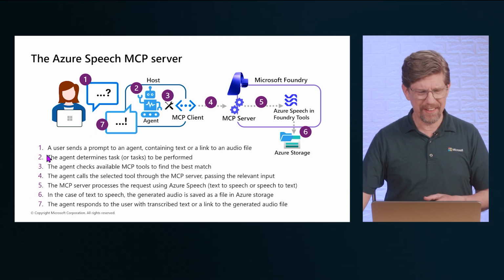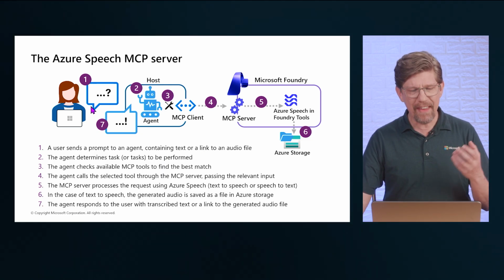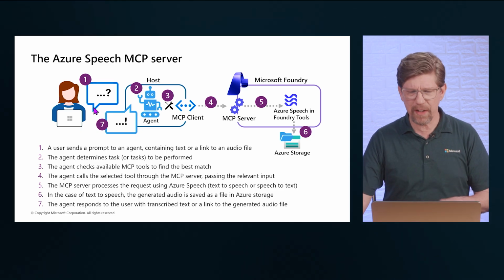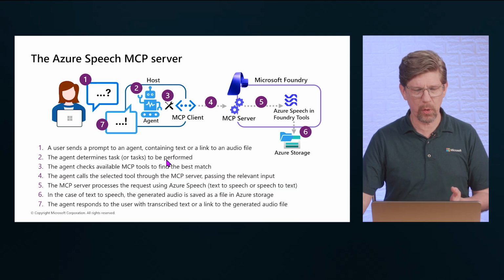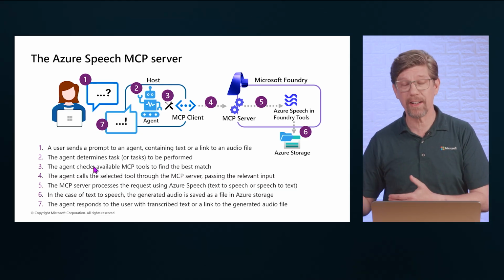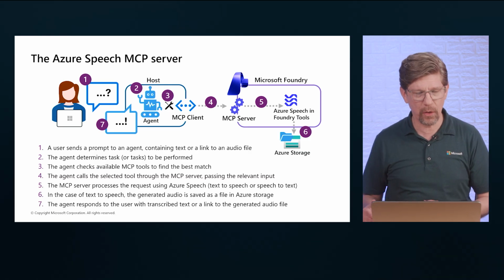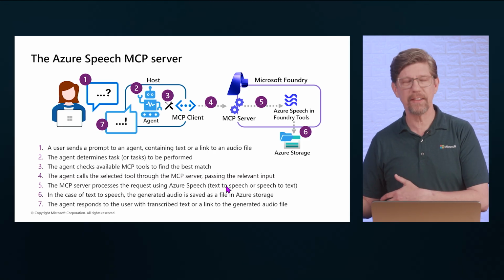So here we have a scenario where a user sends a prompt to an agent containing text or a link to an audio file. And then we're going to need to go ahead and use those Foundry tools. So here the agent determines the task or tasks to be performed. It looks through its toolbox and says, I have an MCP tool all ready to go. Then it calls that tool, passing the information in.